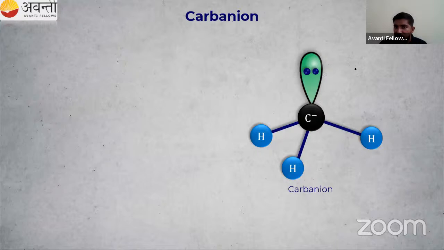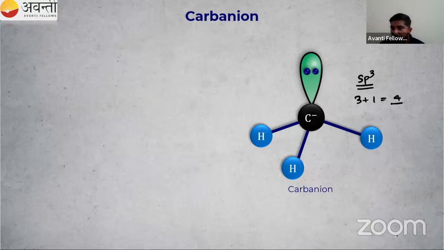Great. So it is sp3 hybridization. How to find? The number of sigma bonds is 3 plus 1 lone pair, that is 4. Hybridization 4 means that is our sp3.